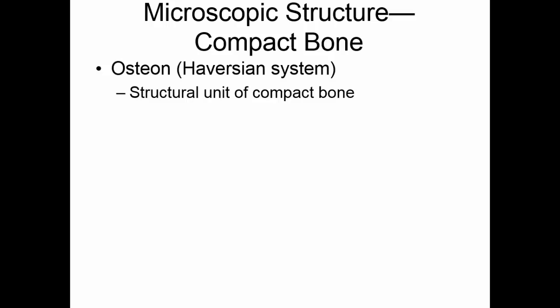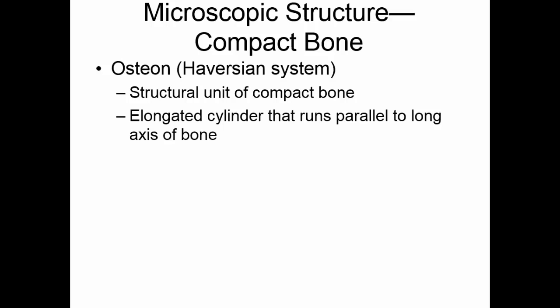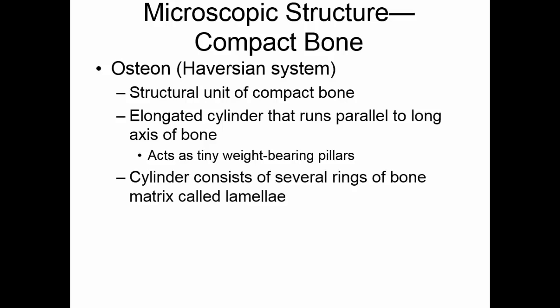Compact bone has an interesting microscopic structure. Compact bone is composed of osteons or Haversian systems. This is the structural unit of all compact bone. An osteon is an elongated cylinder that runs parallel to the long axis of the bone. Each osteon acts as a tiny little weight-bearing pillar. The cylinder consists of several rings of bone matrix.